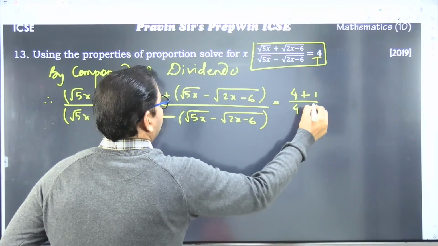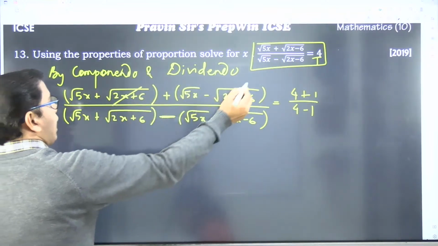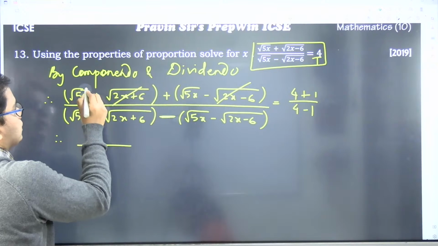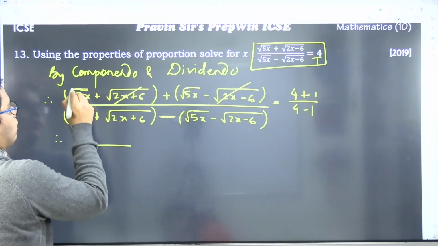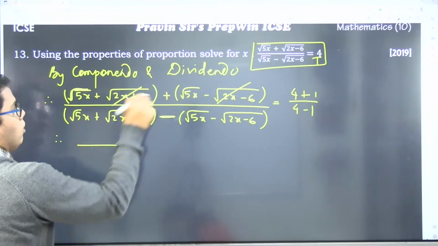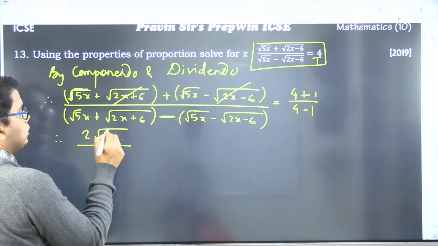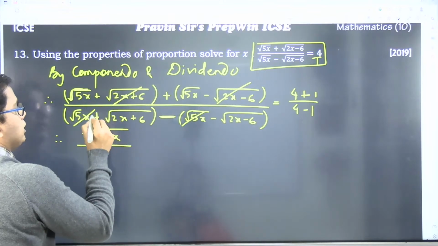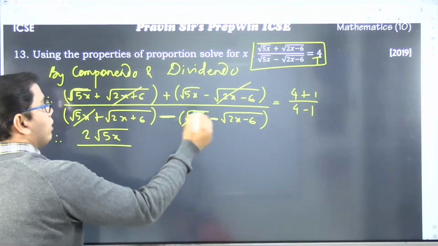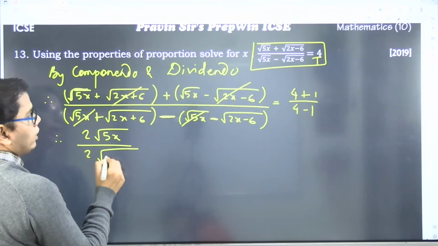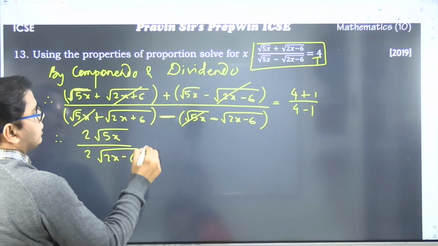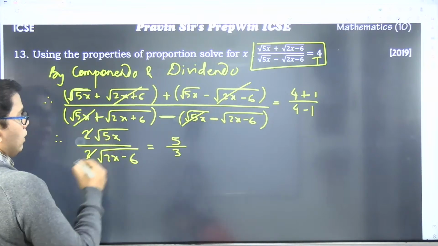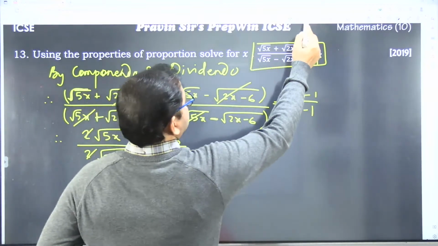4 plus 1 upon 4 minus 1. Plus and minus got cancelled. Root 5x, okay, this root covers both 5 and x, plus root 5x is twice root 5x. And this gets cancelled, plus and minus will become plus. So this is twice under root 2x minus 6, which is what? 5 upon 3. Isn't it 5 upon 3? Yes. Now take squares on both sides.